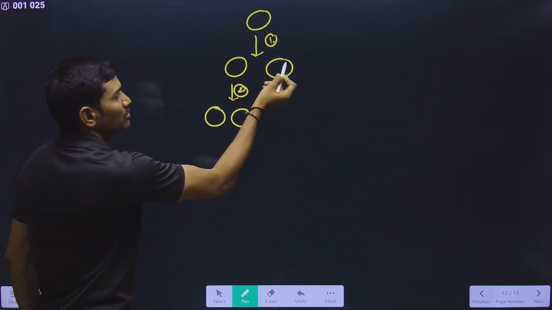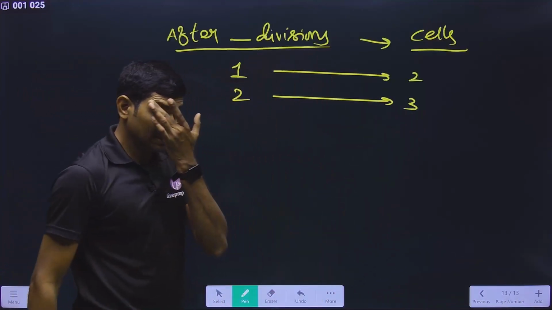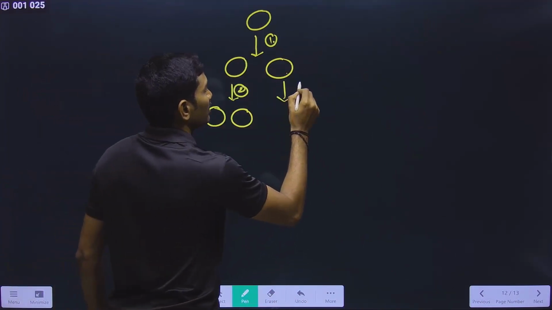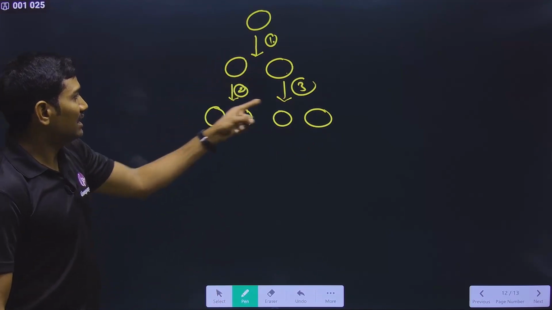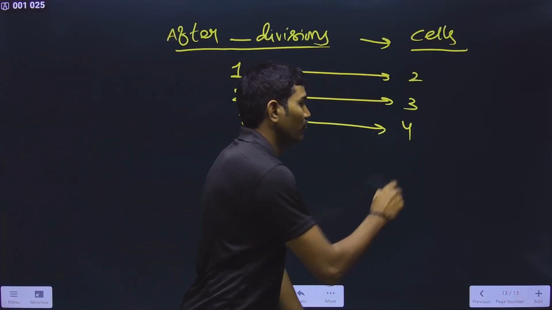Now how many cells? 1, 2, 3. That means after 2 divisions, 3 cells are present. Try to understand the relation here. Now suppose this cell is also undergoing division. Now 1, 2, 3, 4. After 3 divisions, 4 cells are there.